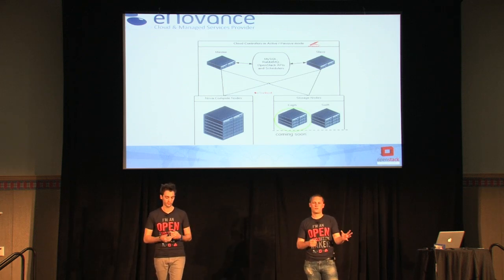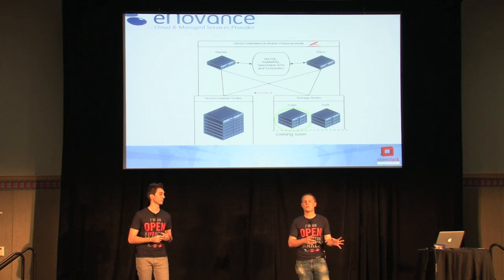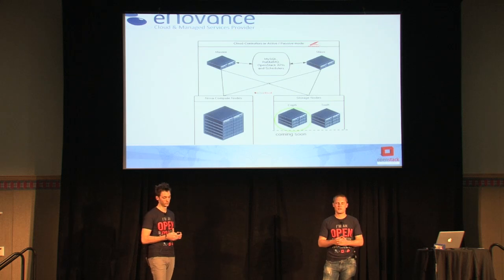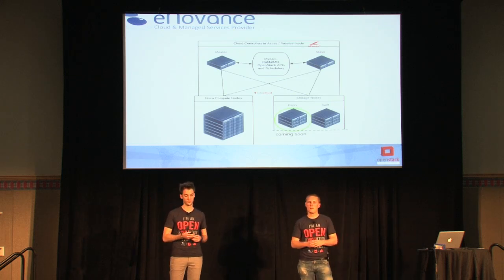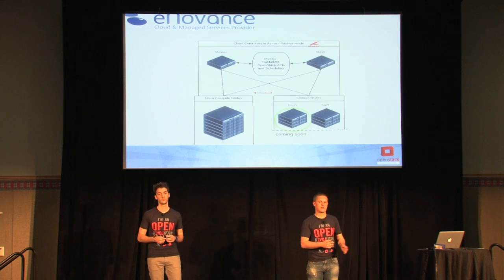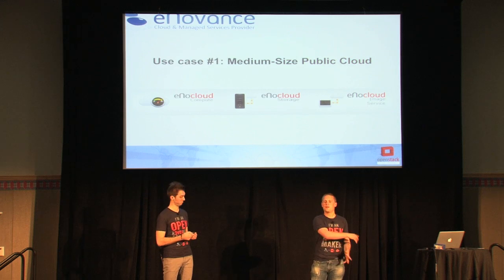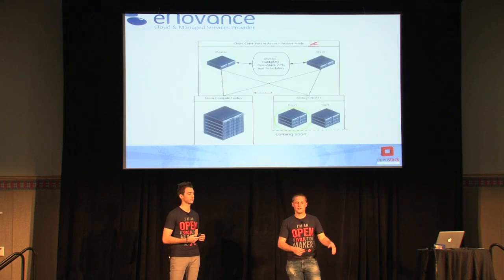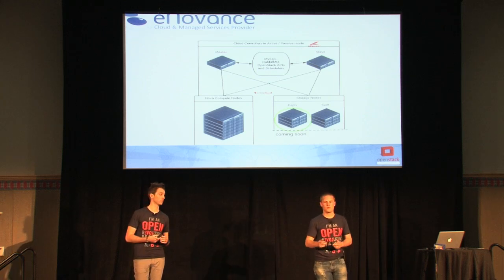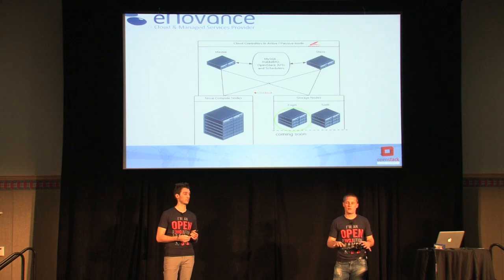That's two nodes. We have two controllers. We have one in active mode, which is performing all the API services, schedulers, MySQL, and RabbitMQ, and the other one is actually waiting for the active one to fail. For the compute node, we don't provide high availability for now.